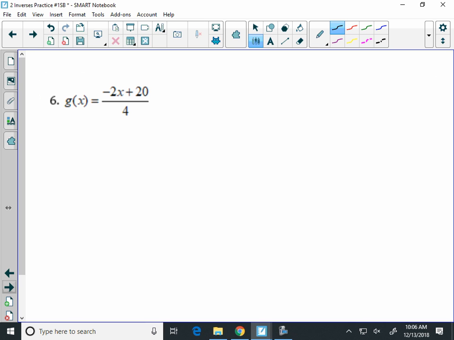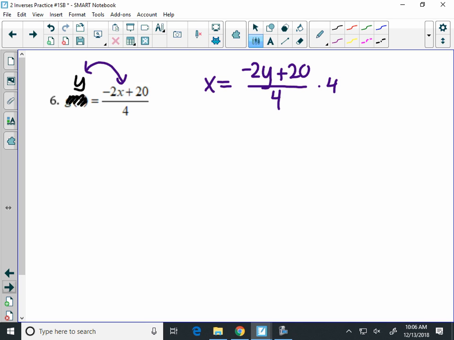The next problem we'll look at is number 6. Same as the first one, it says g of x equals. That's the same thing as y equals. Let's start by switching these letters, the location of them. So we'll have x equals negative 2y plus 20 over 4. Now here, the first thing you have to do is clear the denominator by multiplying both sides by 4. You'll have now 4x equals negative 2y plus 20.